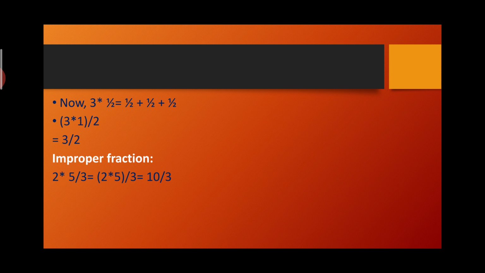As I have told you, you just have to multiply the numerator first. What is the numerator in 5 upon 3? That is 5, and the whole number is 2. So you just have to multiply 2 into 5, that is 10, and the denominator was 3. So the answer is 10 upon 3.